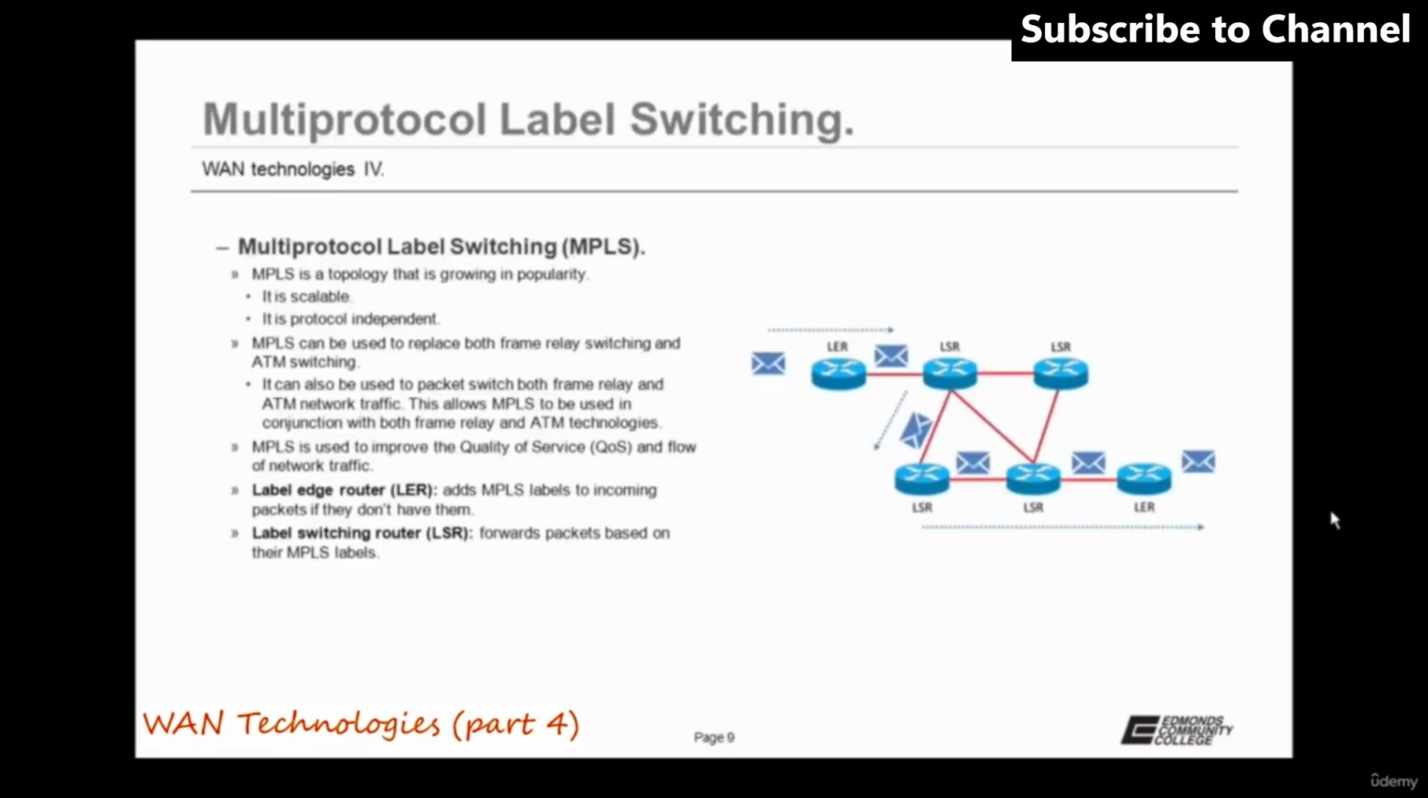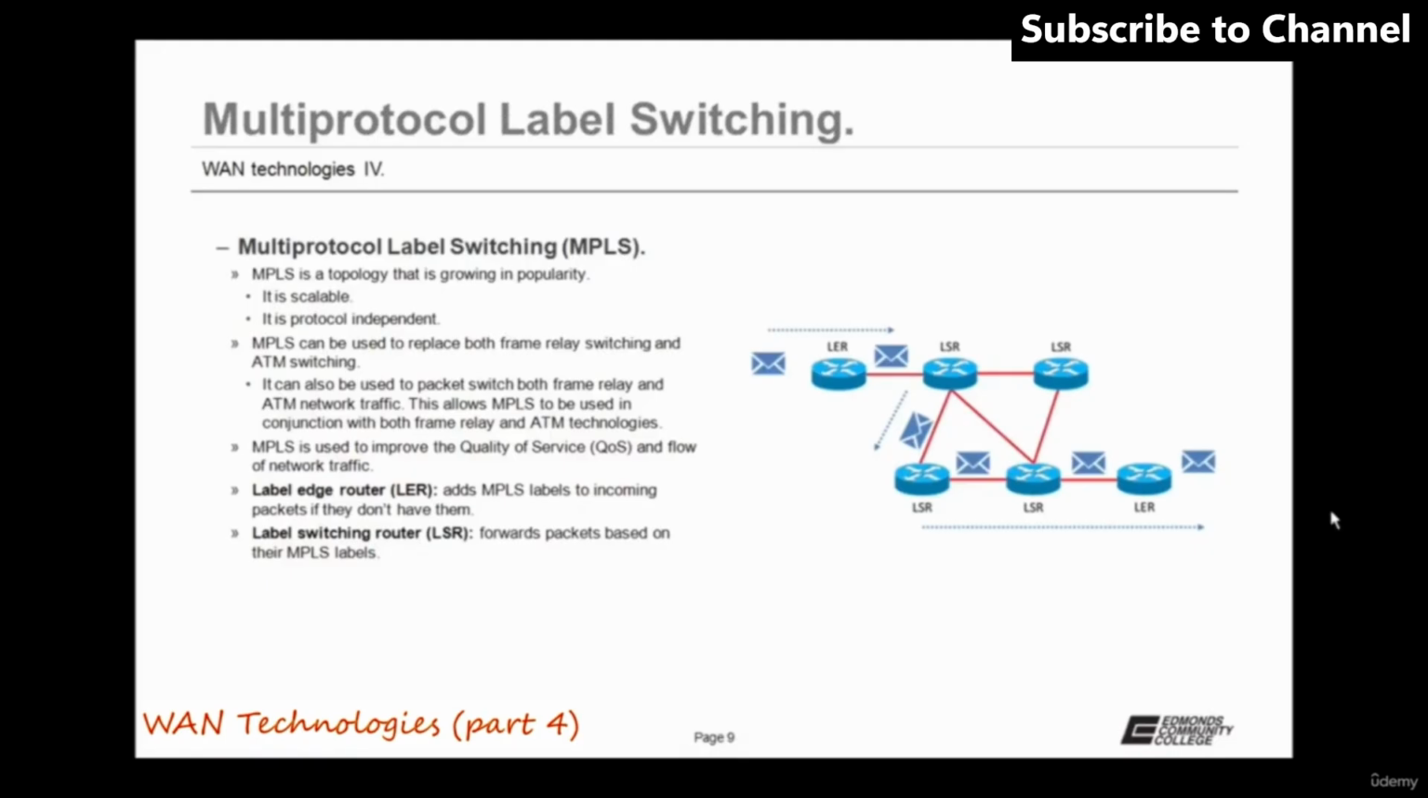Let's conclude with multi-protocol label switching. The acronym for multi-protocol label switching is MPLS. MPLS is a topology that's growing in popularity. Why? Because it's scalable. Also, it is protocol independent. MPLS can be used to replace both frame relay switching and ATM switching. It can be used to packet switch both frame relay and ATM network traffic. This allows MPLS to be used with both frame relay and ATM technologies. MPLS is often used to improve quality of service and flow of network traffic.